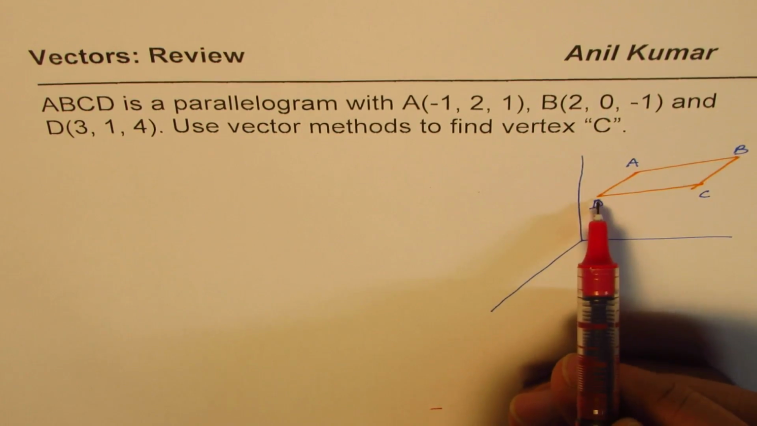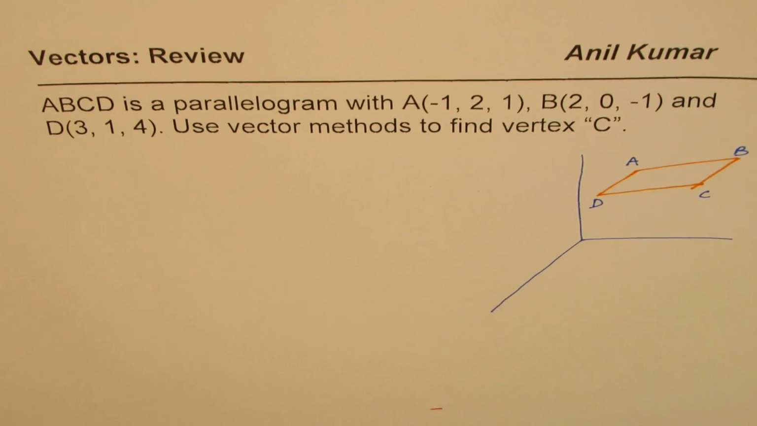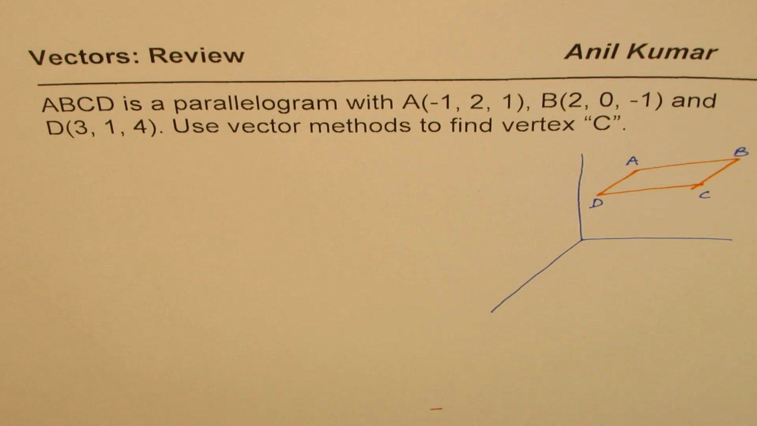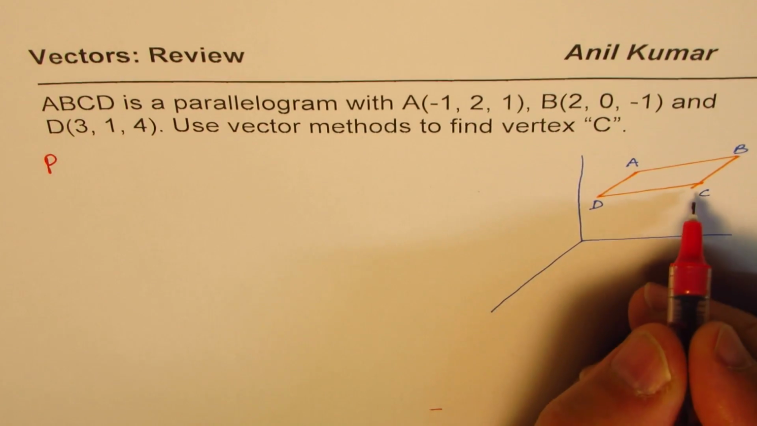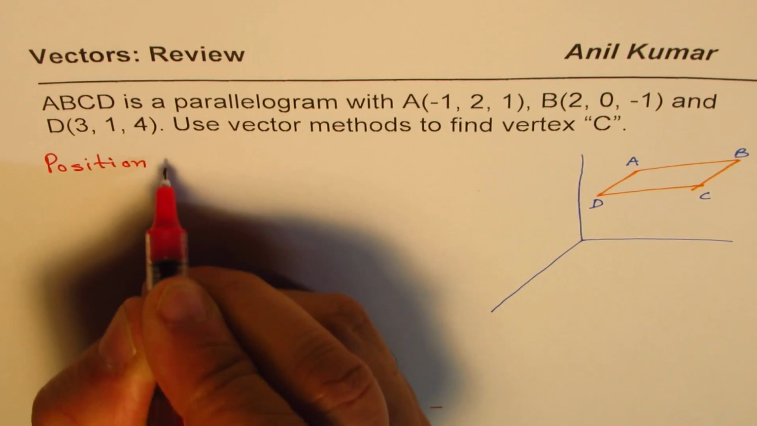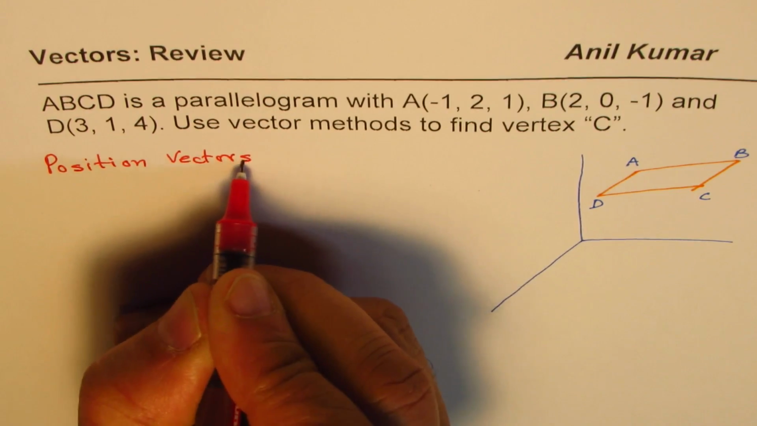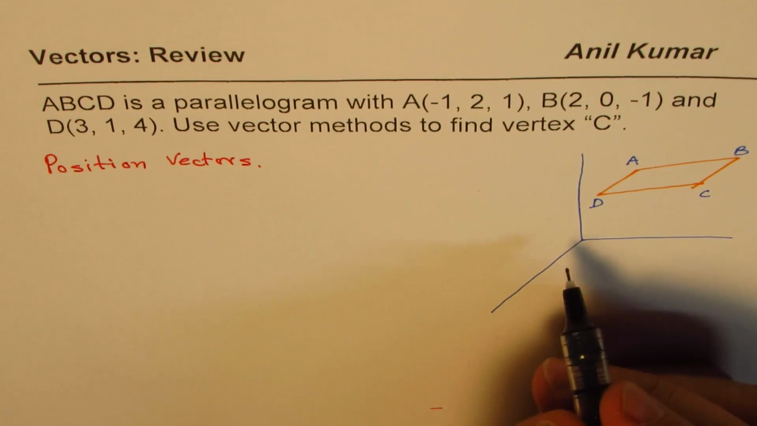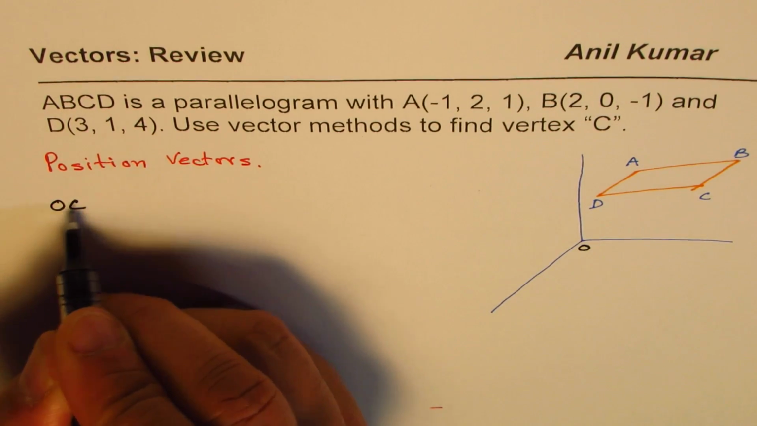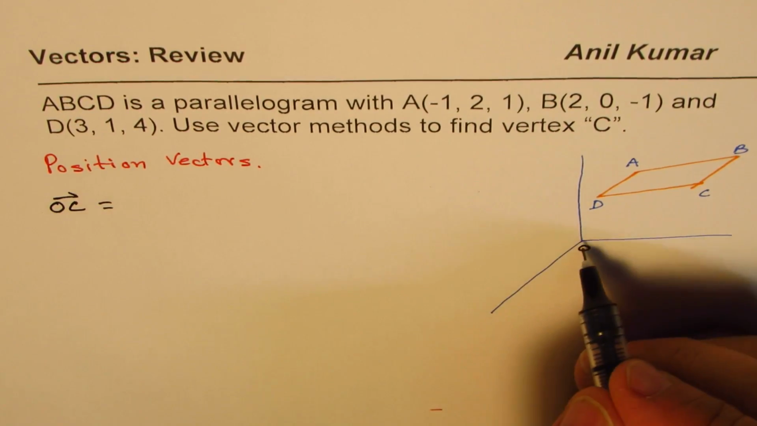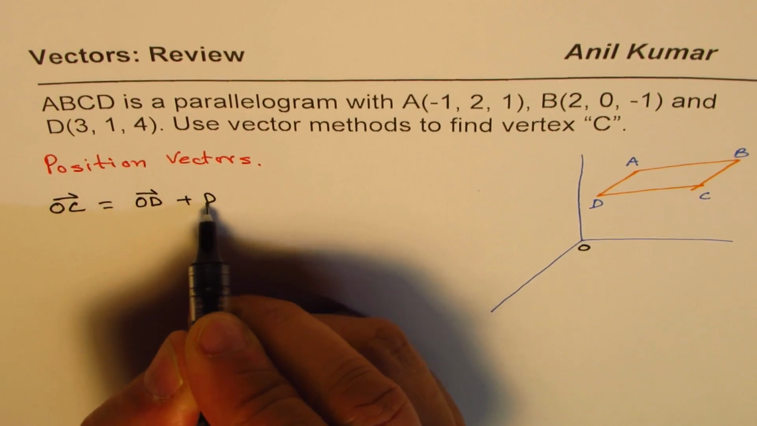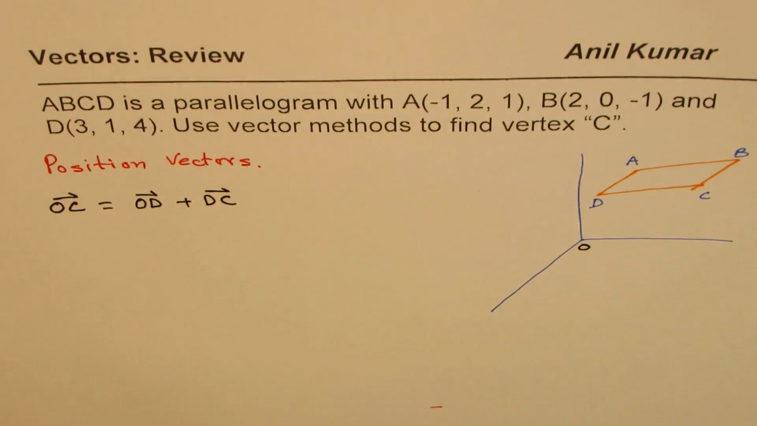Coordinates of A, B, and D are given to us. We need to find what C is. So how do we find C? Well, basically look into position vectors to find the position of C. So we are actually looking into position vectors. So OC, this is the origin O. O to C is what? OC will be equal to OD plus DC.